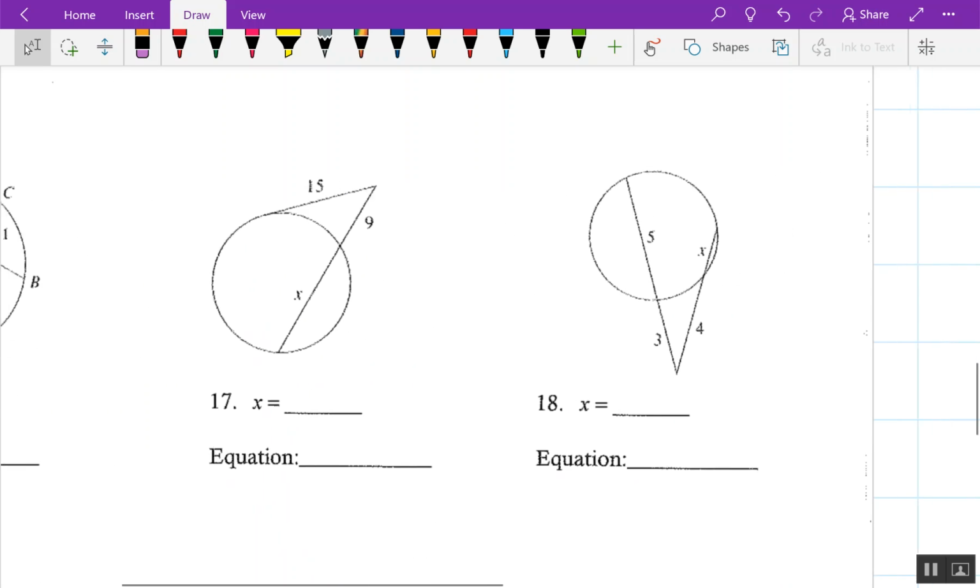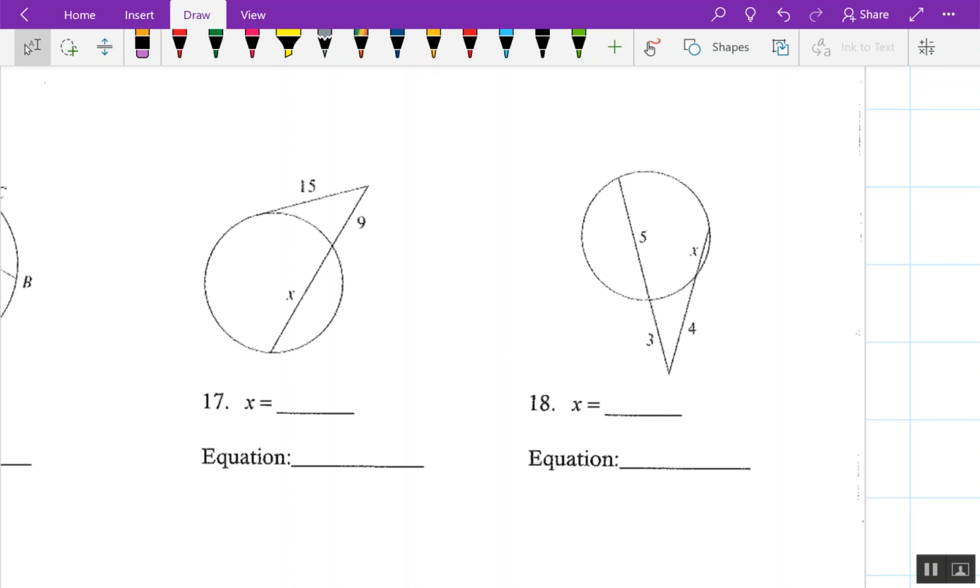All right, 17, what do you see? A secant and a tangent. Does everybody see that? What's the formula? Tangent squared equals outside times whole. There we go.